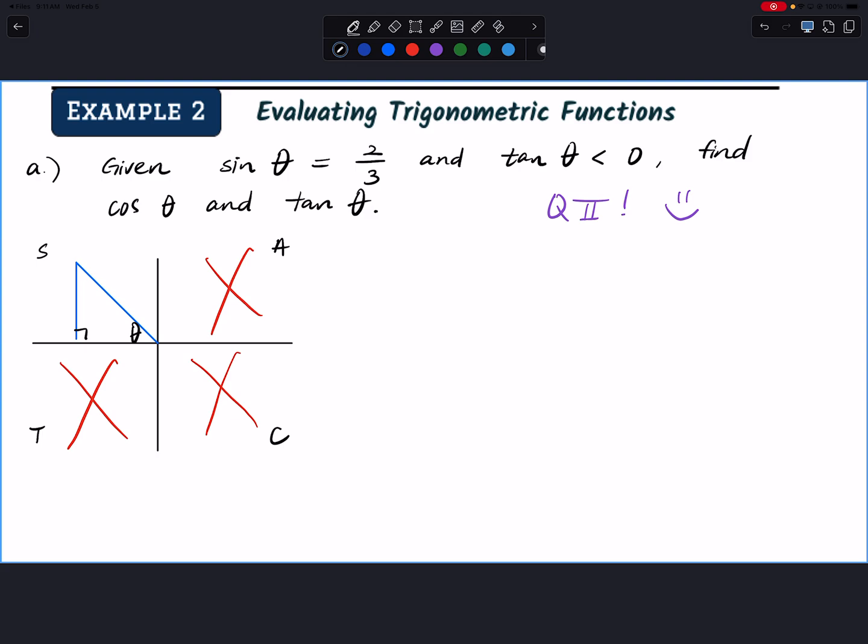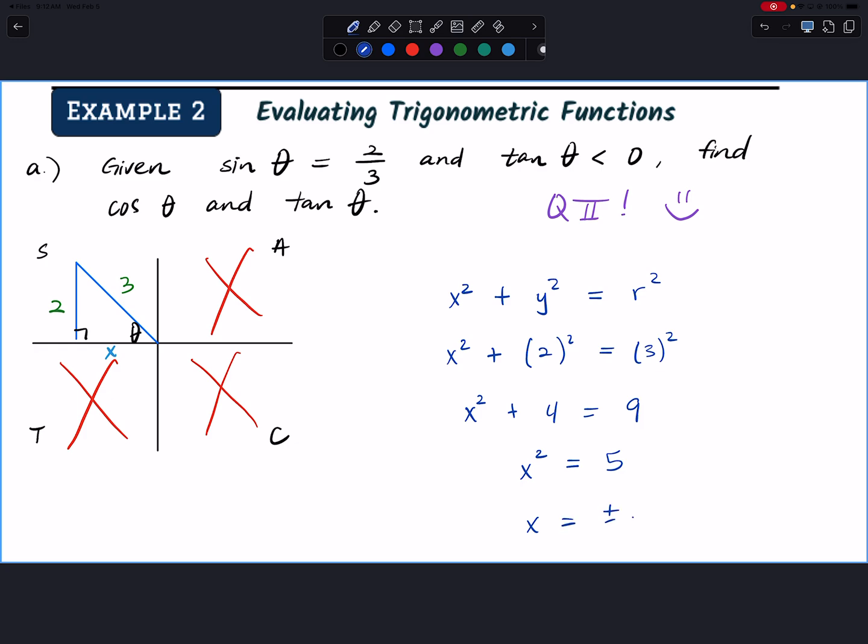I need to solve for that side. So 2, 3, and then you can call this like A, B, or C. It doesn't matter. But technically, what side is this if I'm going this way? X. I'm going to use a different color so you guys can see it. Okay? So x squared plus y squared is equal to r squared to solve for that side. So x squared plus 2 squared is equal to 3 squared. So x squared plus 4 is equal to 9, which means x squared is equal to 5, which means x is equal to plus or minus the square root of 5.